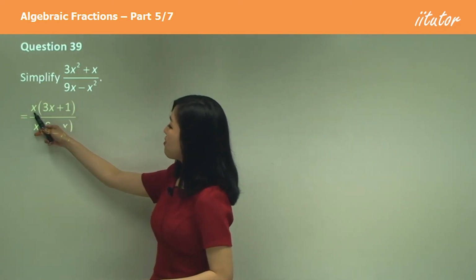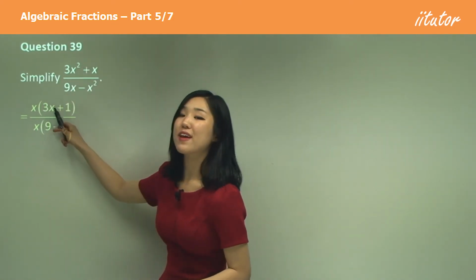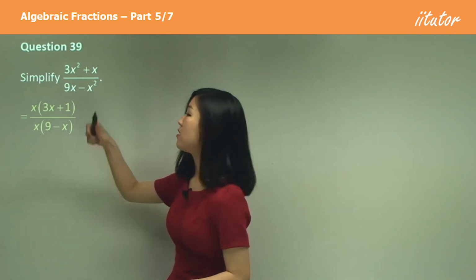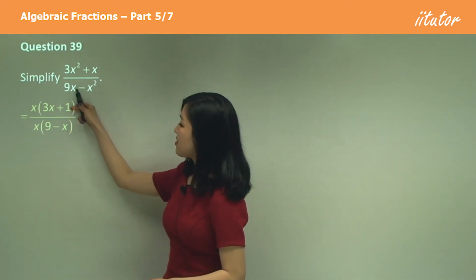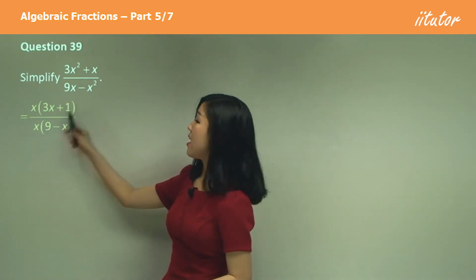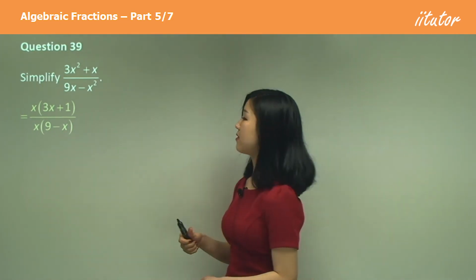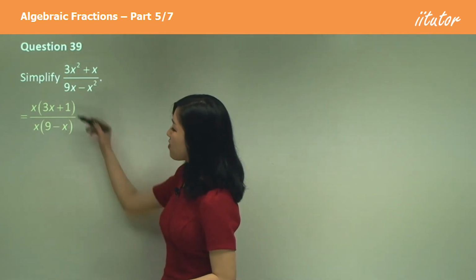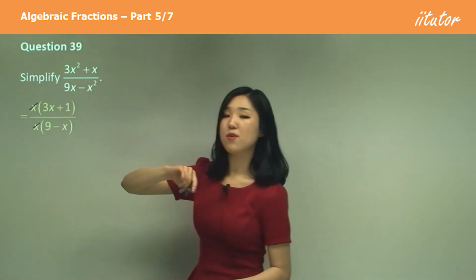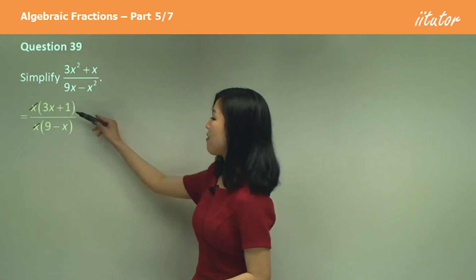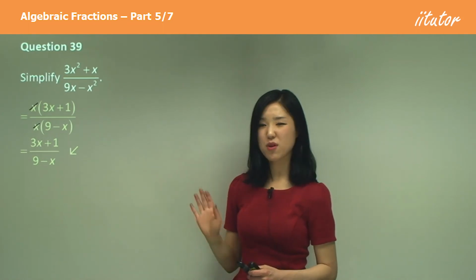So the top, if I take x out, that 3x squared will just become 3x, because one of the x's goes out. And x becomes 1, okay? And here, if I take the x out, we'll just have 9, and x squared just becomes an x, because we take out one of the x's. And you can see that these are not common, but the x and the x, they're common, so we can cancel it out. So we just have 3x plus 1 over 9 minus x left, and we can't go any further.